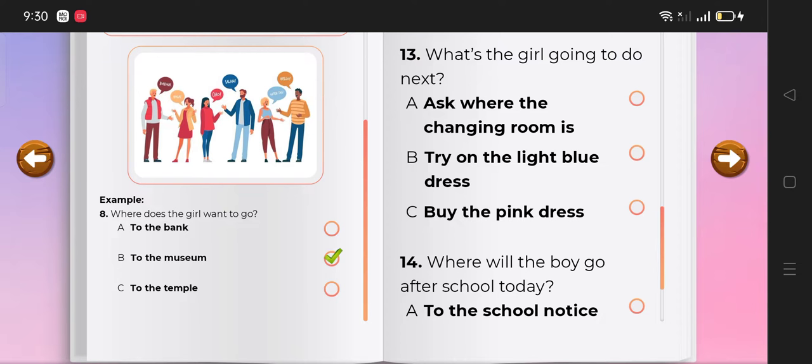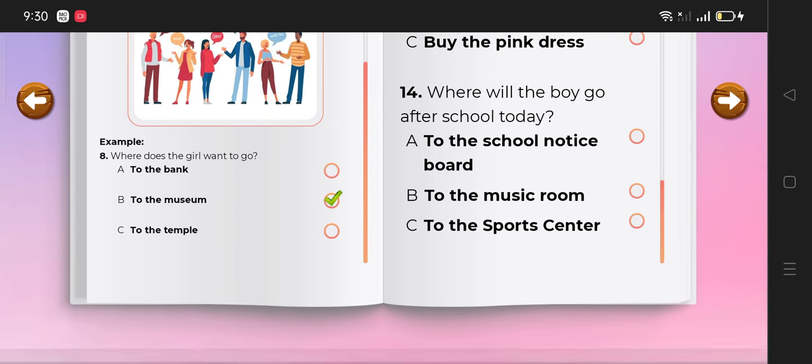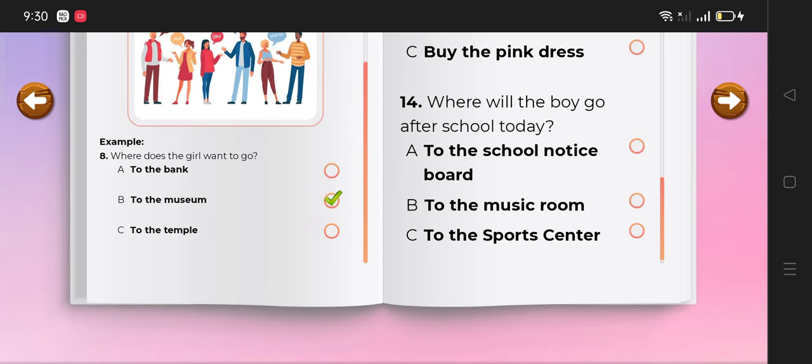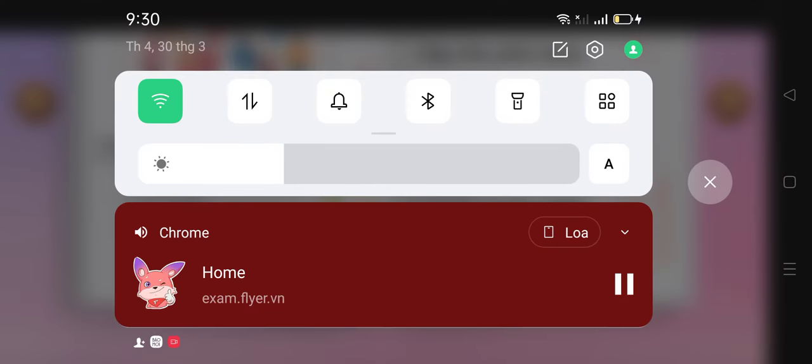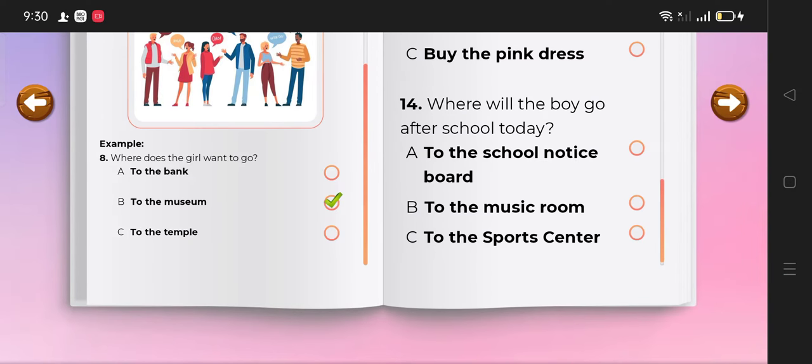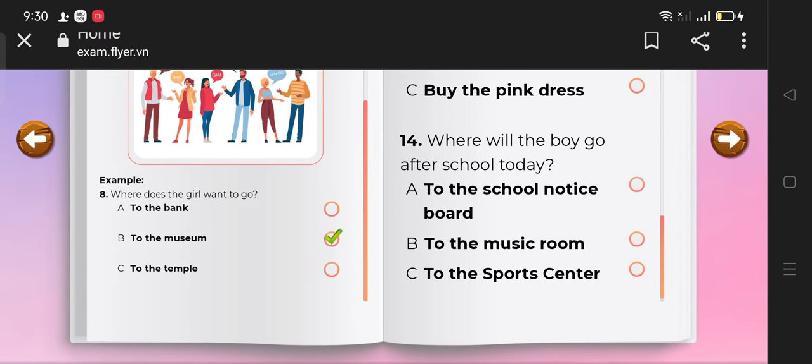Number 14. Listen to the conversation between the boy and his teacher. Listen for the answer to this question. Where will the boy go after school today?